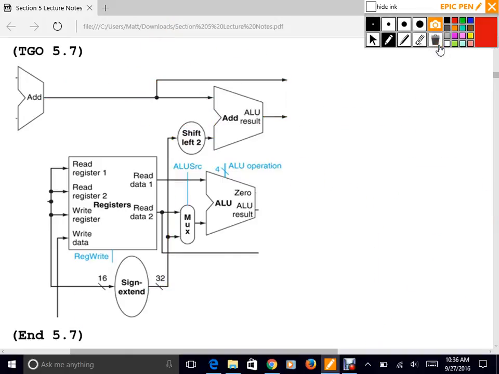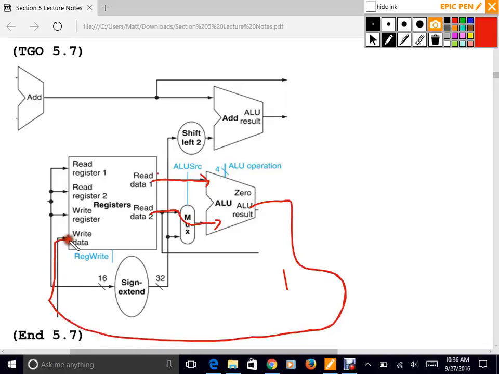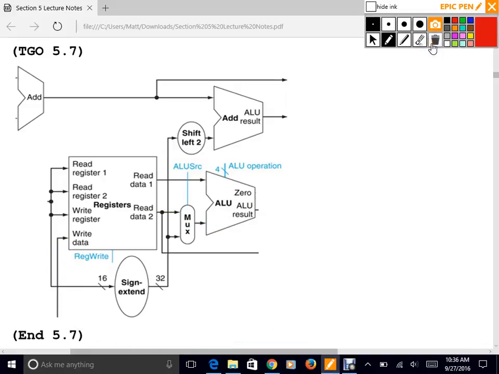So for an R-type instruction, you're getting 2 values. ALU source is 0. You're putting into the ALU. And then what we're going to see is we're going to eventually put it back into this write data value here. Now this write data value is going to come from somewhere else, so just let it dangle for the time being. Does that make sense so far?